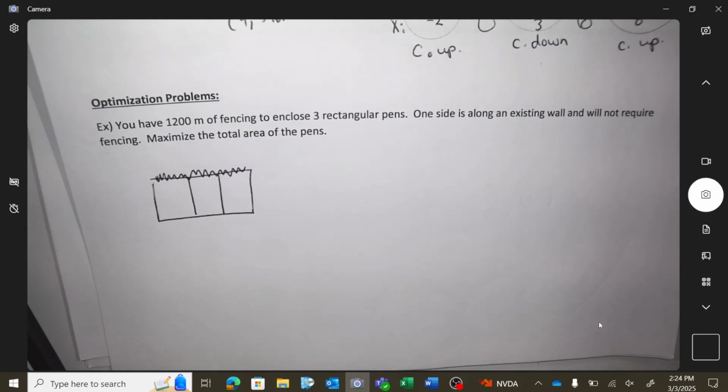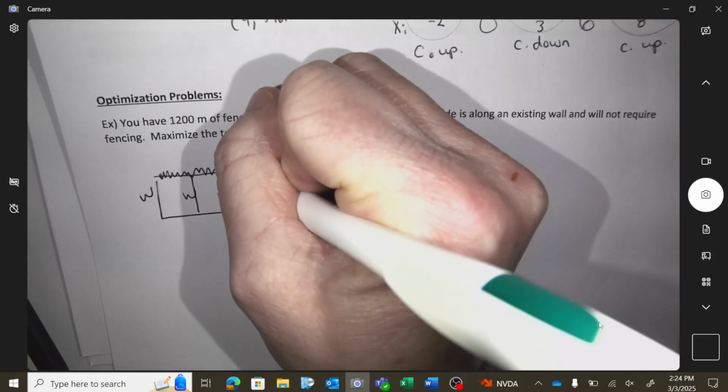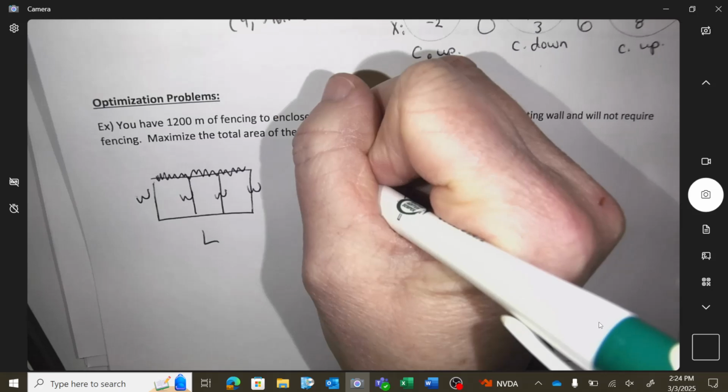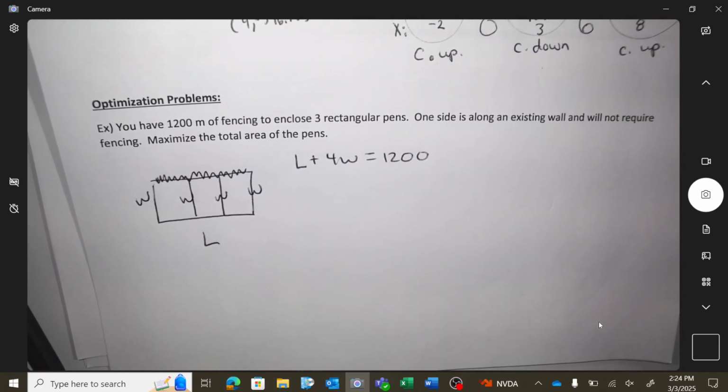Okay, we're trying to find the max area, so I'm going to label some lengths and widths on my diagram. Okay, so here we go. I got 1 of the lengths and 4 of the widths, and together that would total 1,200.